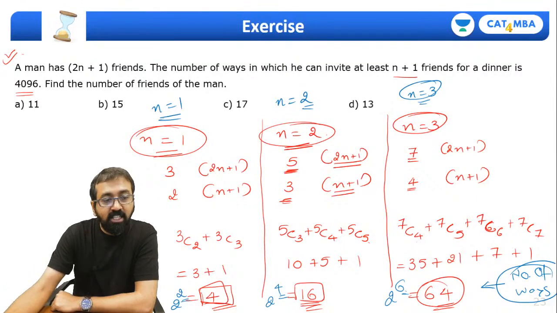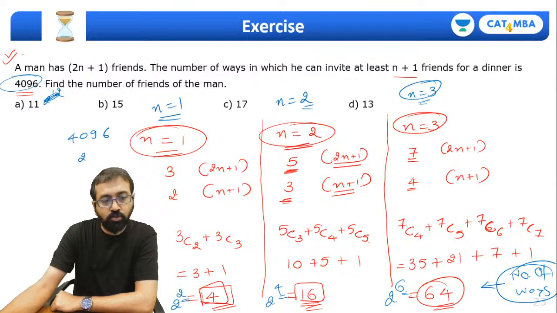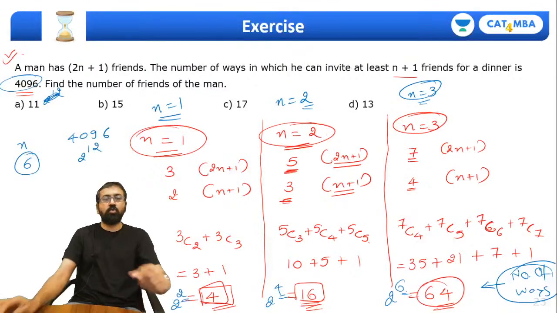Right? Now, the number of ways he found is 4096, which is 2 raised to 12. Can I say 4096 is nothing but 2 raised to 12? So n has to be 6. Yes or no? This is what you have to understand.